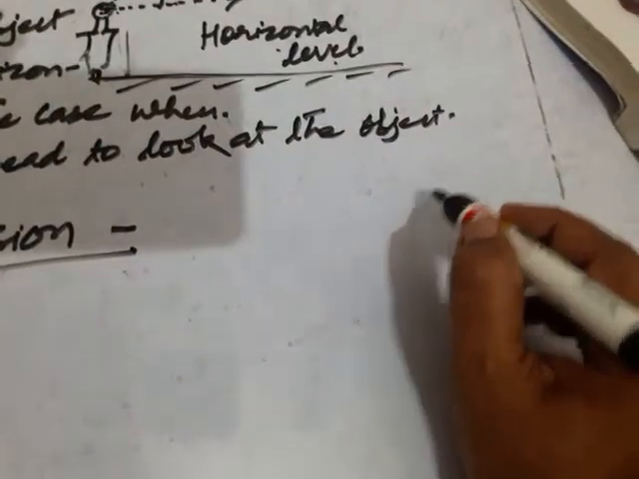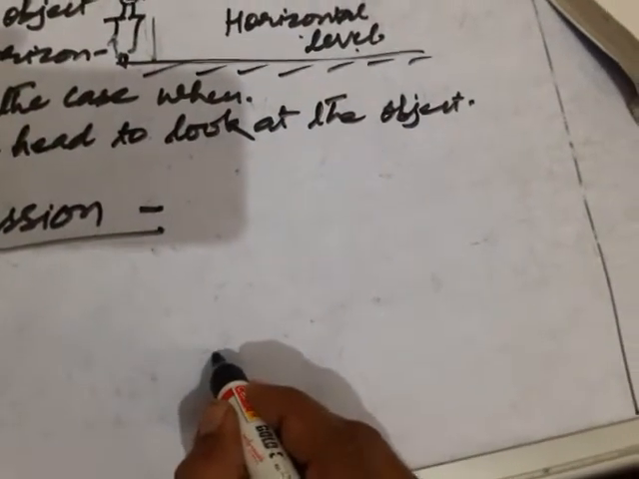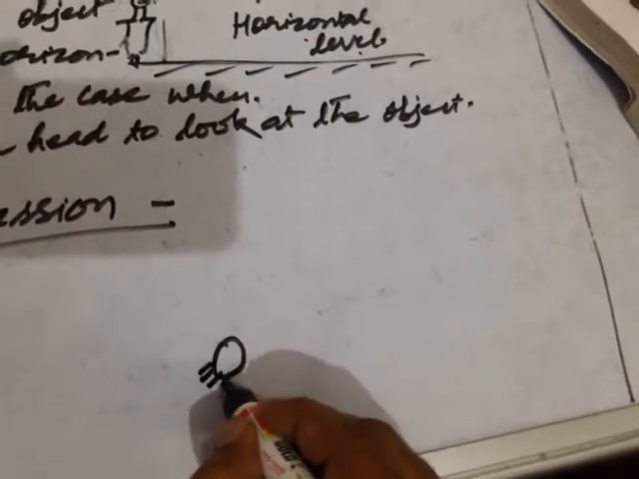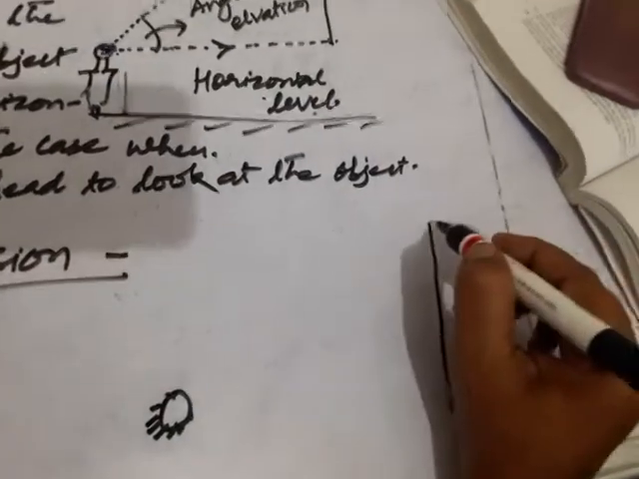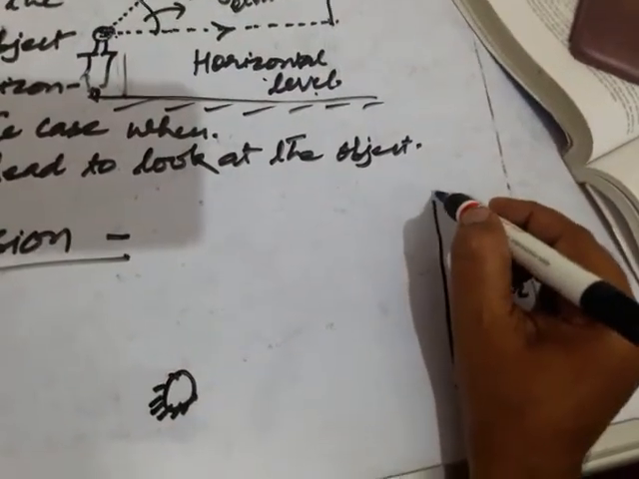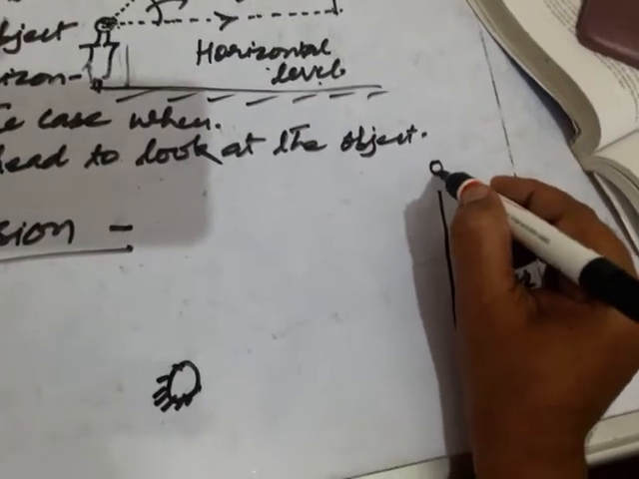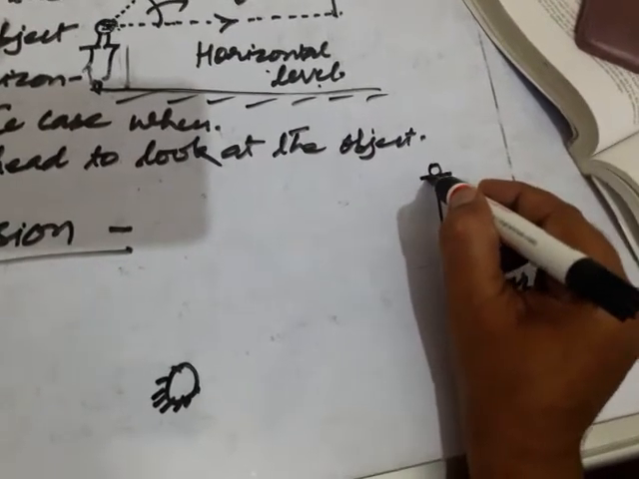This time the object is kept at the ground level. Here there is a tower. Clear? This is the tower, and this is the ground level. Here the observer is sitting. Observer is sitting over here, children. Look at here.